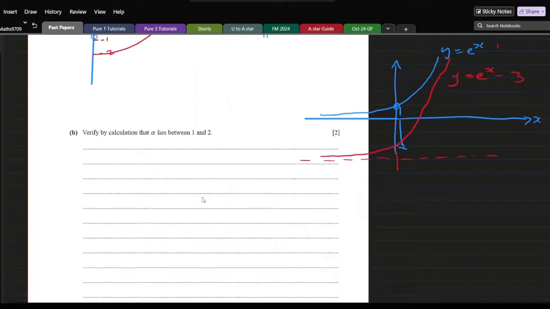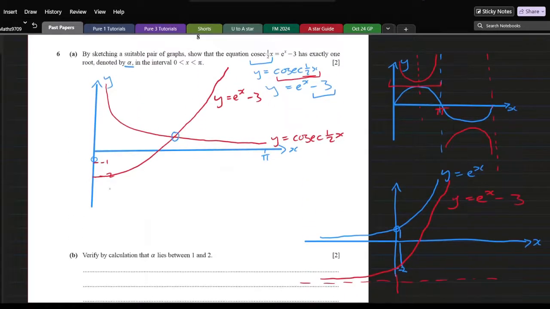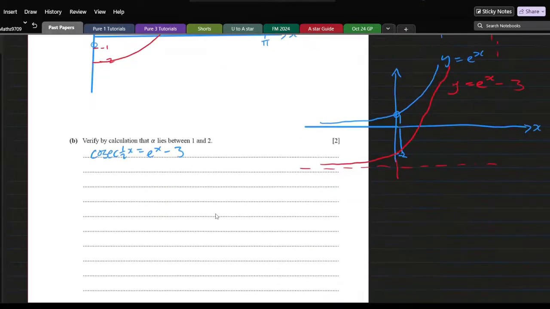Okay, so part B says verify by calculation that alpha lies between 1 and 2. So we've been given cosec half x is equal to the exponential of x minus 3. Let's put all the terms on one side and let's call this function f of x. So let f of x equal cosec half x minus the exponential, and then that becomes a positive 3. And we need to evaluate f of 1 and f of 2.